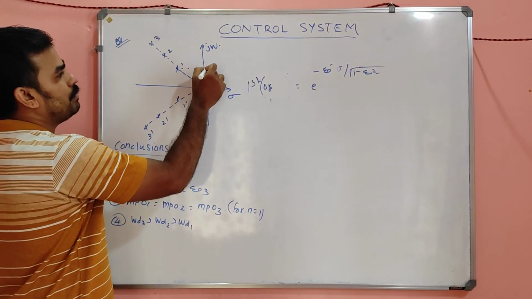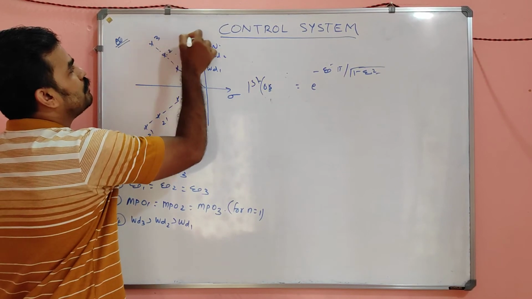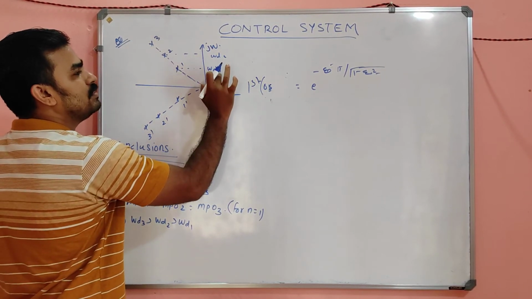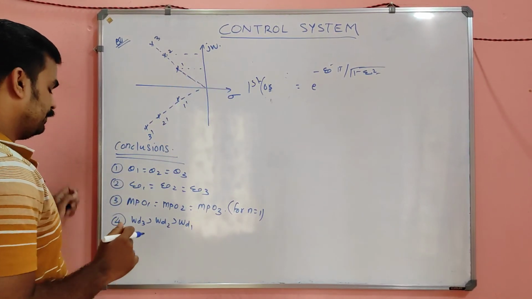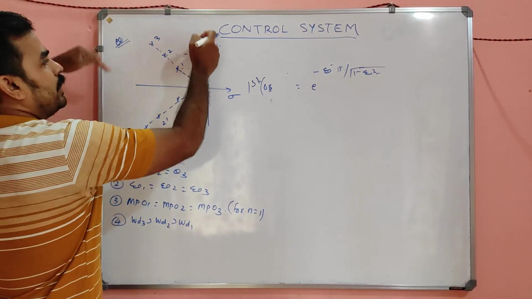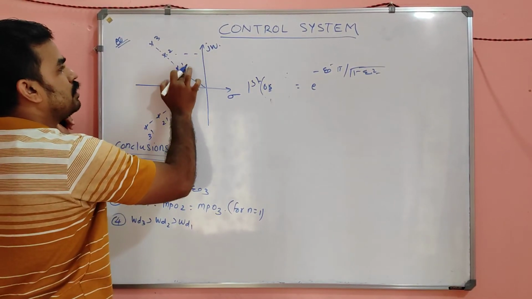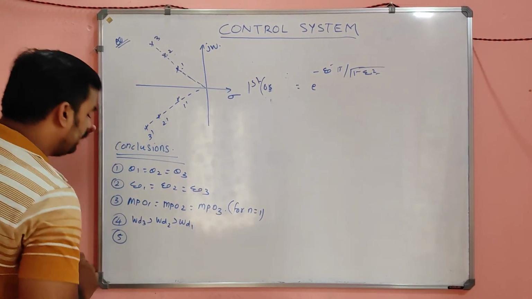So this is for omega d1, this is for omega d2, and this will be for omega d3. So omega d1 less than omega d2 less than omega d3. That's all. So omega d3 will be the maximum, na. Omega d2 below that, omega d1 below that. Simple. Think and write. Think and write.